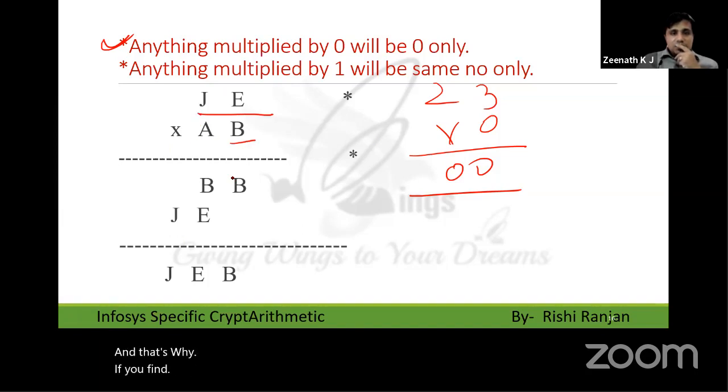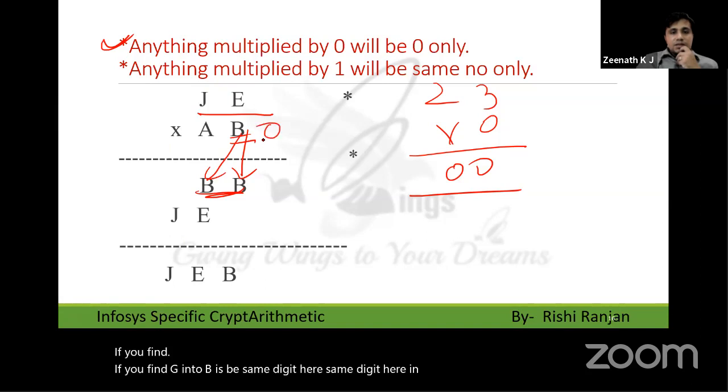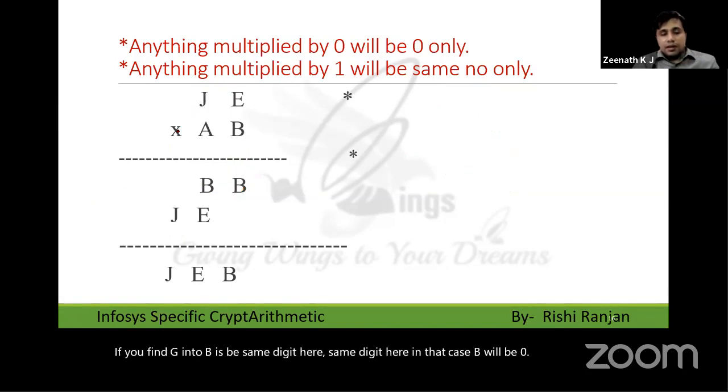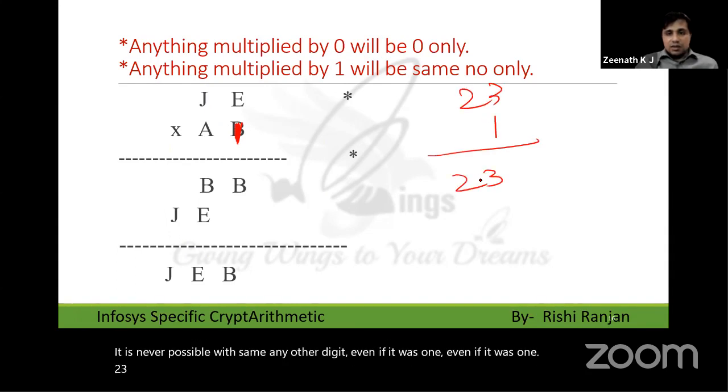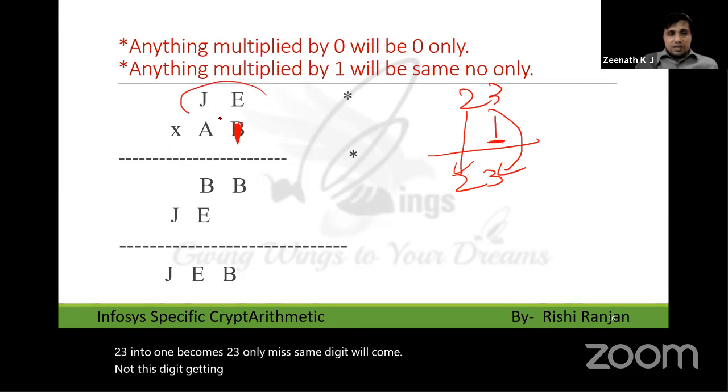And that's why if you find JE into B is BB, same digit here, same digit here, in that case B will be zero, because it is never possible with any other digit. Even if it was one, 23 into 1 becomes 23 only, means the same digits will come, not this digit getting repeated.